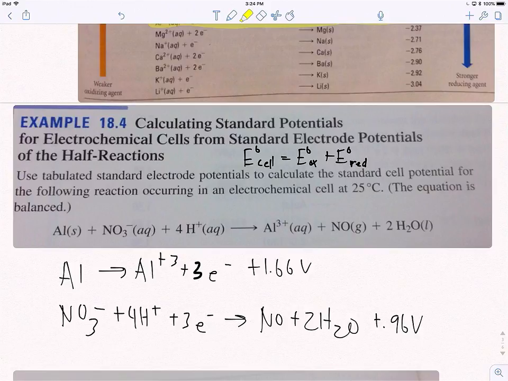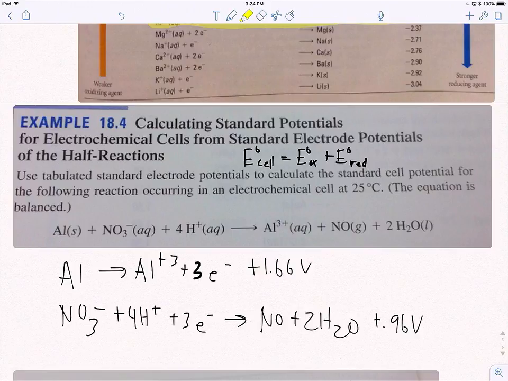Remember, oxidation means loss of electrons. Reduction means gain of electrons. Aluminum goes from aluminum metal with all its electrons to aluminum 3+. So aluminum is giving up 3 electrons. Aluminum is being oxidized. Nitrogen here is gaining 3 electrons to become nitrogen monoxide. This is being reduced.